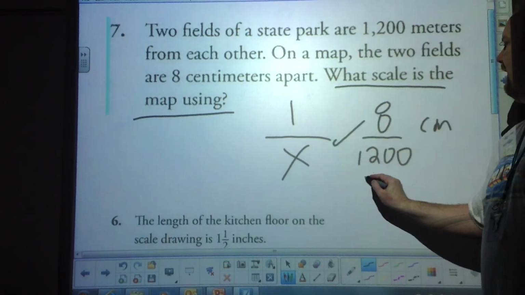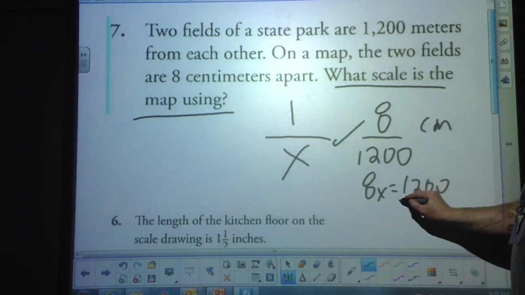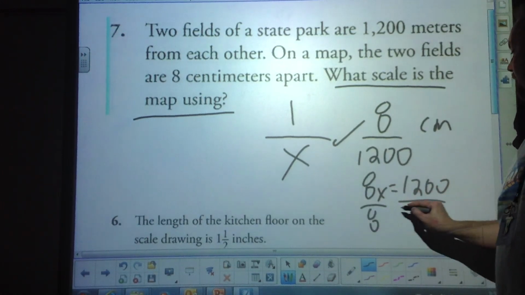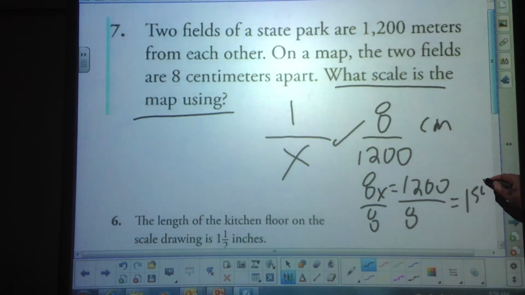So we're going to have 8x equals 1,200. Divide both sides by 8. And that will come out to be, if you do the math on that, 150. For the sake of time, I'm not going to do that division problem. We should all be able to divide 1,200 by 8.